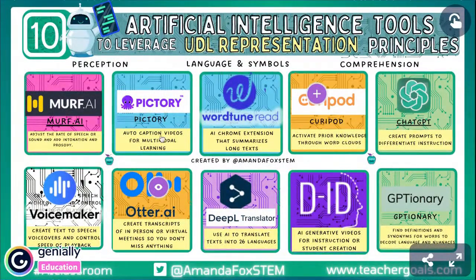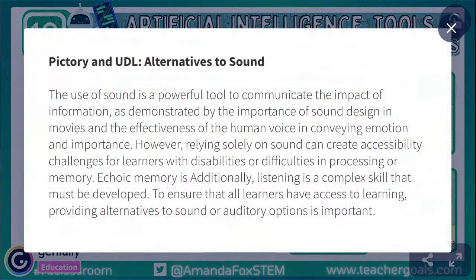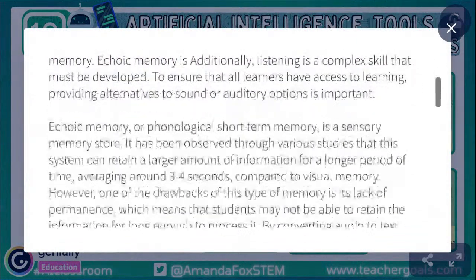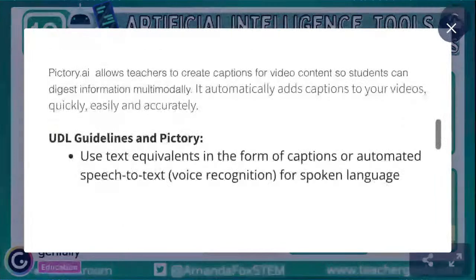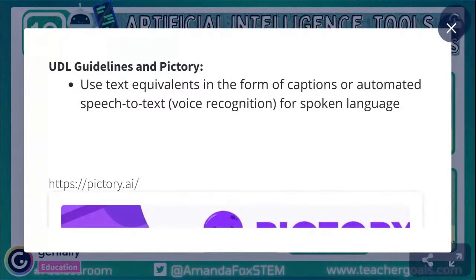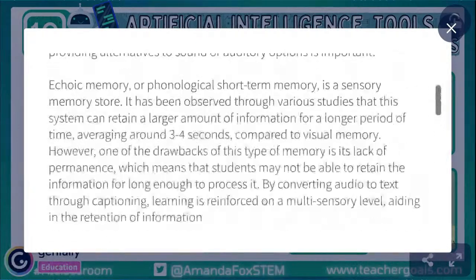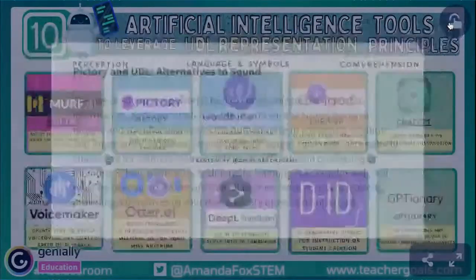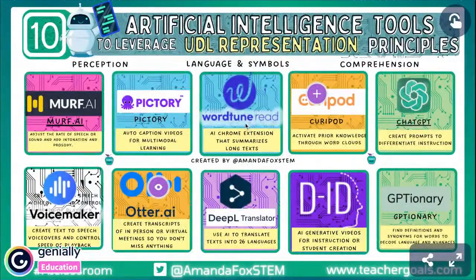Next is Pictory. So Pictory allows us to essentially use text equivalents in the form of captions. So if you have a video that you've created and you don't have captions for it, we know echoic memory has no permanence to it. With text, there's permanence. You can actually form captions to your videos and automate them for any of the audio that is in that file. Then there's WordTune. So WordTune, well, let's stick with perception.